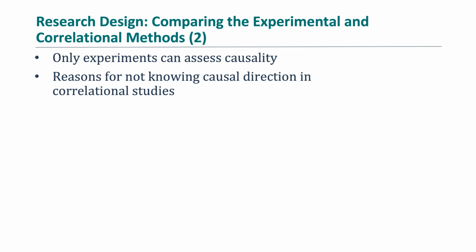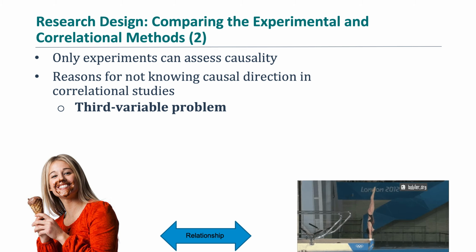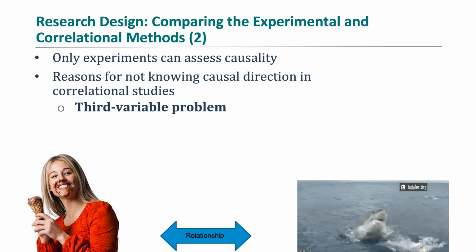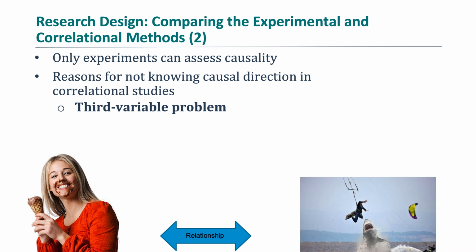We don't ask how. And so we can't say one caused the other. One reason is called the third variable problem. And what that might look like is this. We know that there's a relationship between eating ice cream and shark attacks. So the more ice cream you eat, the more likely you are to be attacked by a shark. And that's true. We know that.